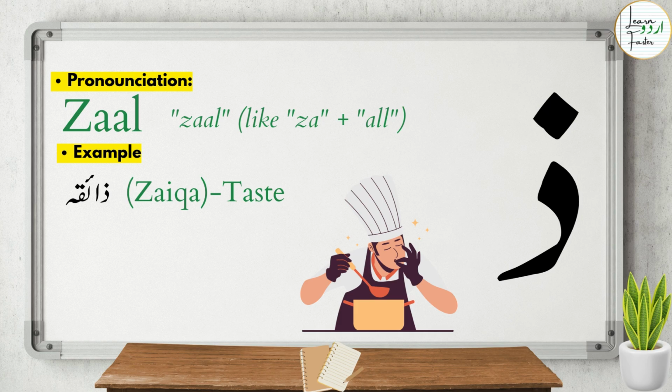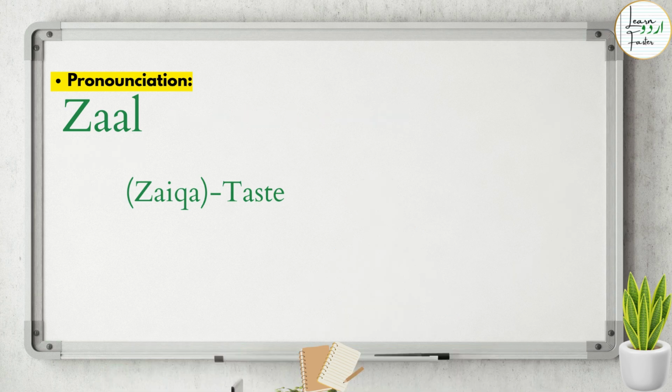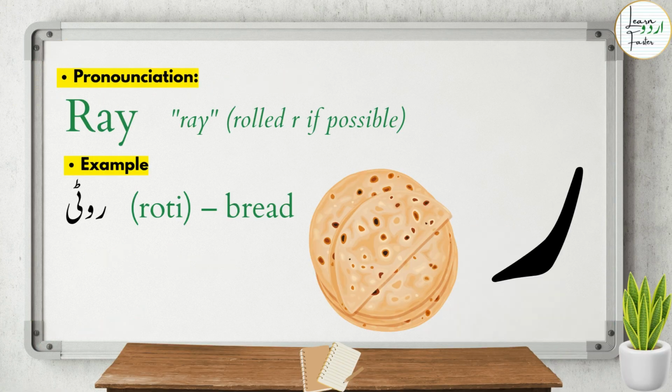Next alphabet is Zal. Repeat after me. Zal. It looks like the sound za plus al, so combined it becomes Zal. Zal has a dot, nukta, over it. Example word is zaika. In English, it's called taste. Next alphabet is Re. Roll the R if possible, but if you face issues, just keep it simple for right now. Re. The example word is roti, bread.